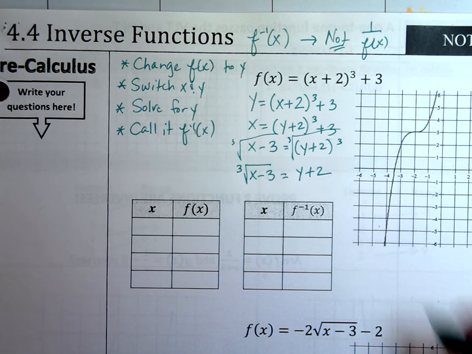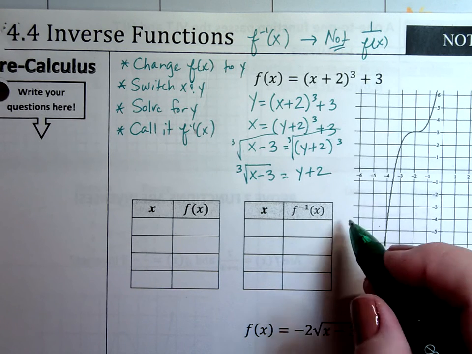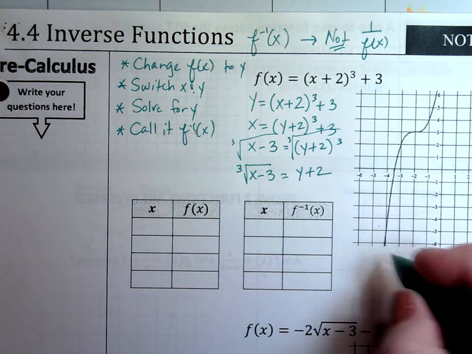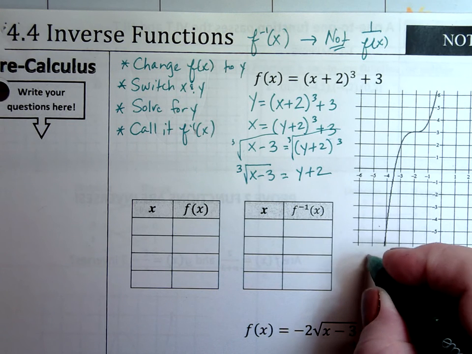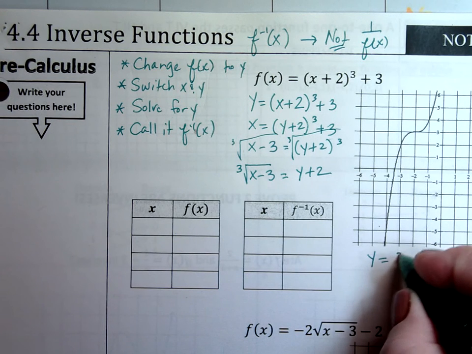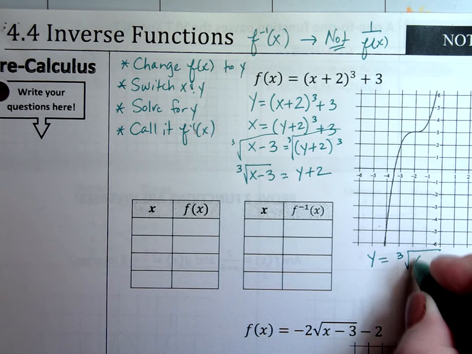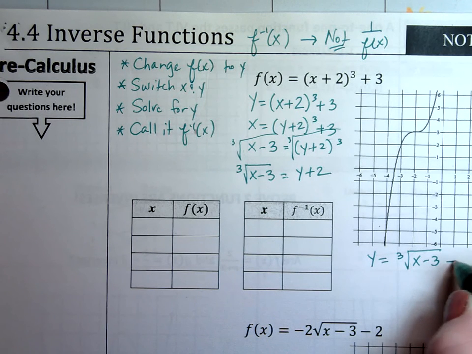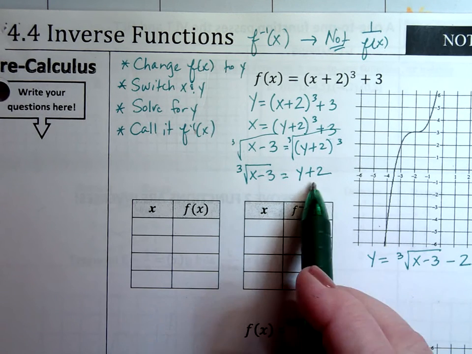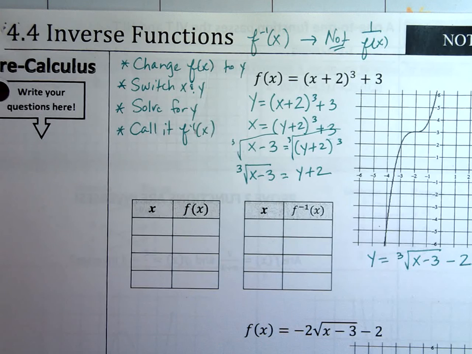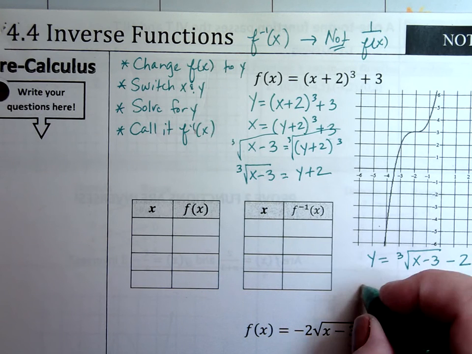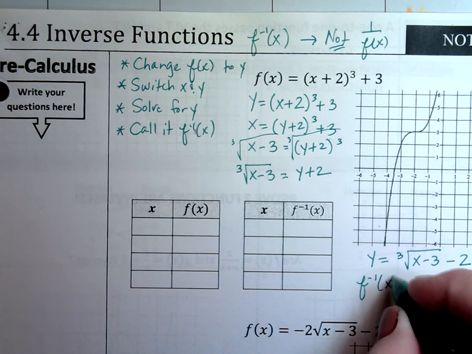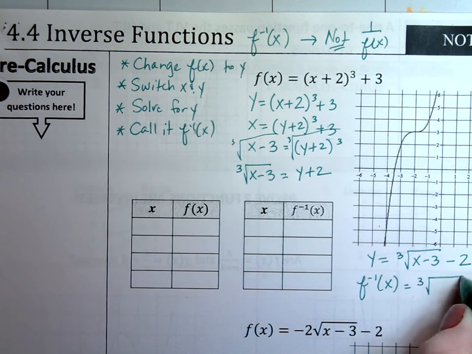Now I'm running out of space, so I'm going to come over here. I want to get the y by itself. I'm almost there: y equals the cube root of x minus 3, and then I'll have a minus 2 on the outside because this 2 is going to swing to the other side of the equal sign. That is the inverse, and I'm going to call it the inverse. The inverse is the cube root of x minus 3, minus 2.